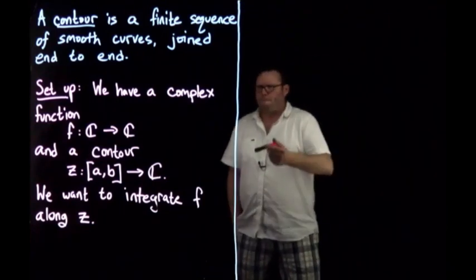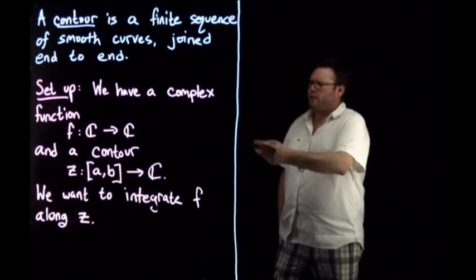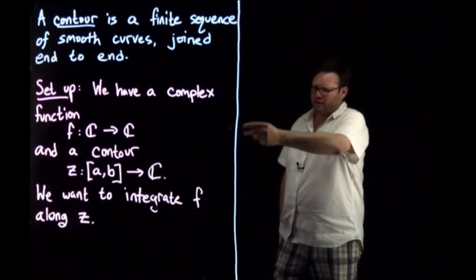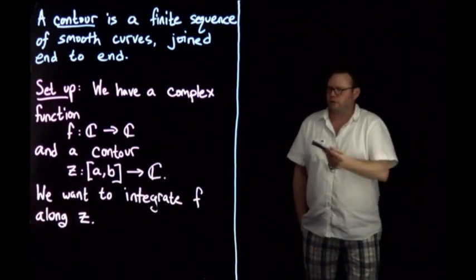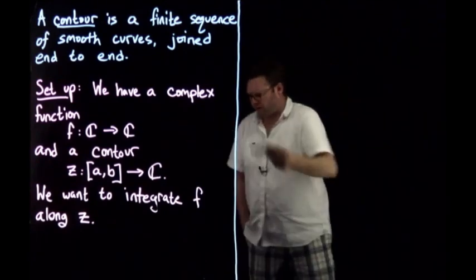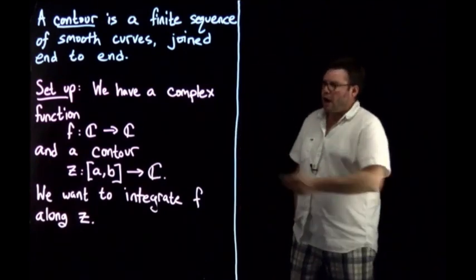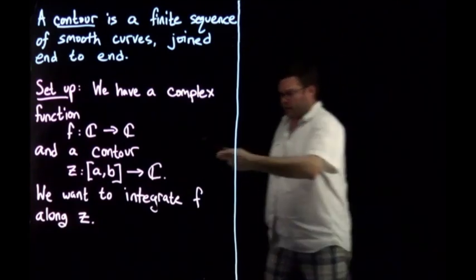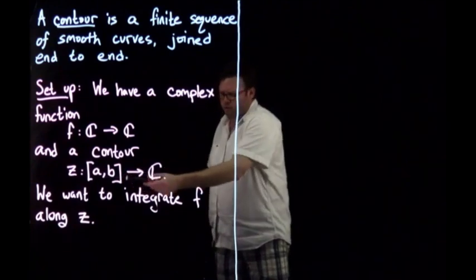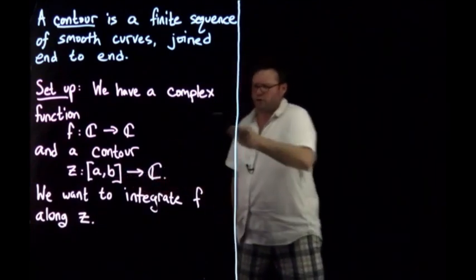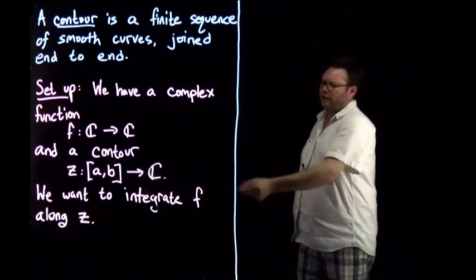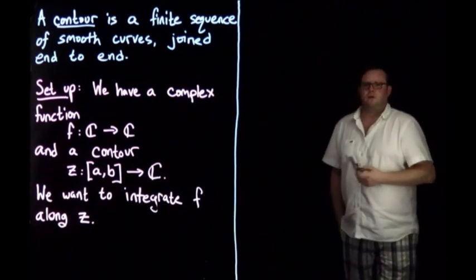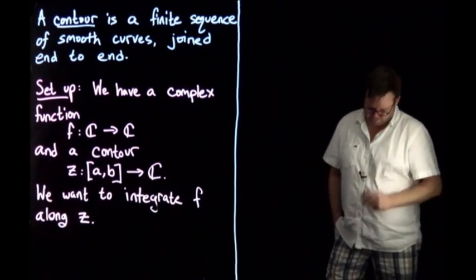So the problem that we would like to solve today is we have a function f, which is a complex function. It's a function from the complex plane to the complex plane. And we have a contour, one of these nice curves. It takes a real closed interval into the complex plane, so it traces out a curve. And we'd like to integrate f along z.